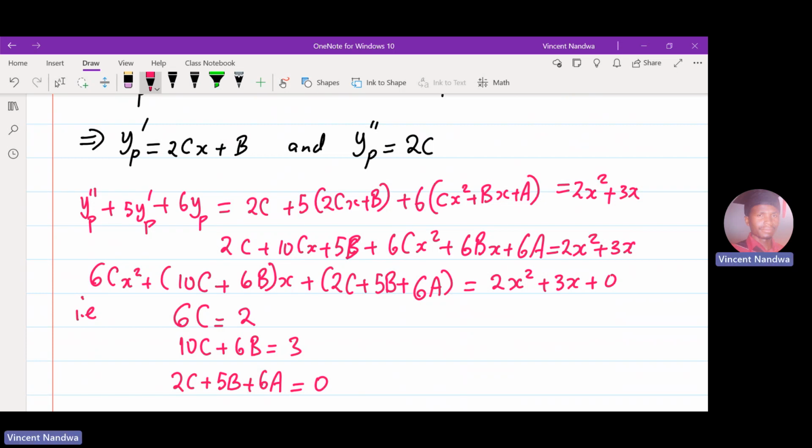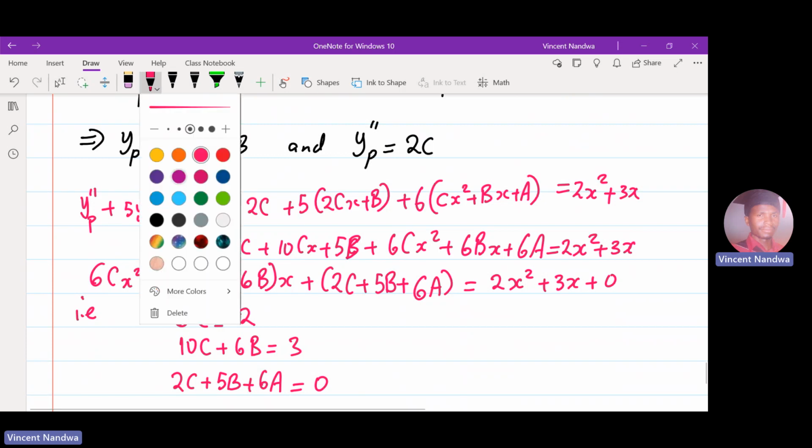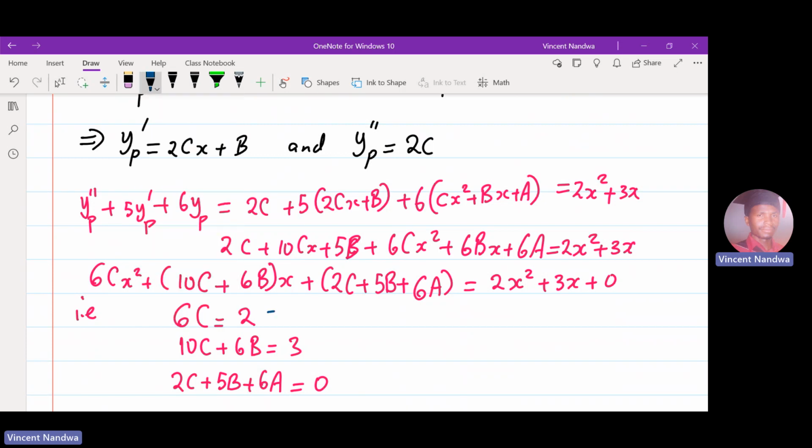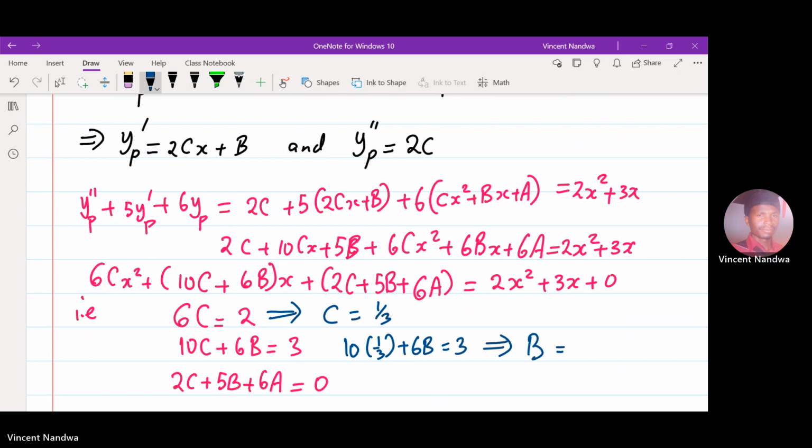So what the value is 1/3. Simply dividing through by 6 in the first expression gives us c to be 1/3. Now with that answer for c, replace in the second equation and get b. So 10 times a third plus 6b equals 3. So what is the value of b? Correct. The correct answer is -1/18. If you have a different answer from that, it's an answer but a wrong one.